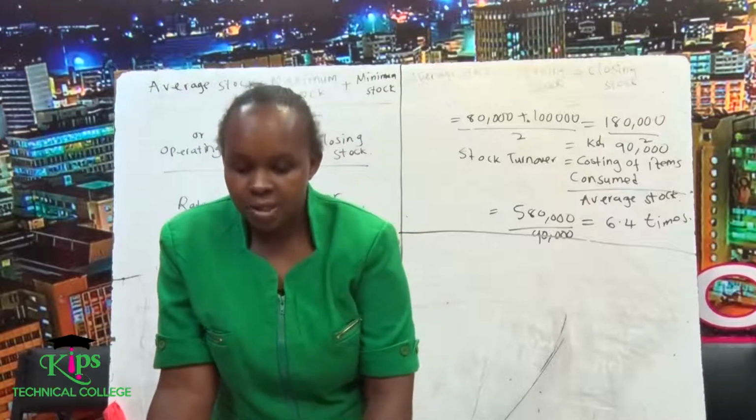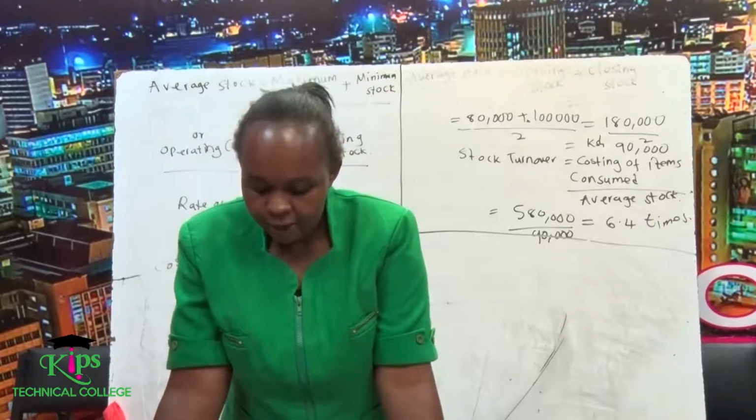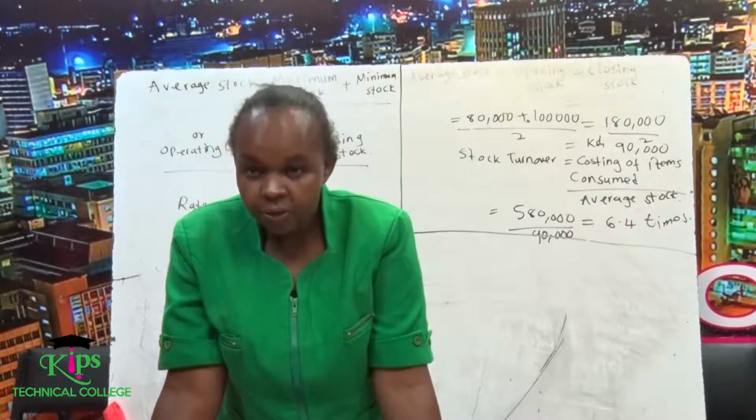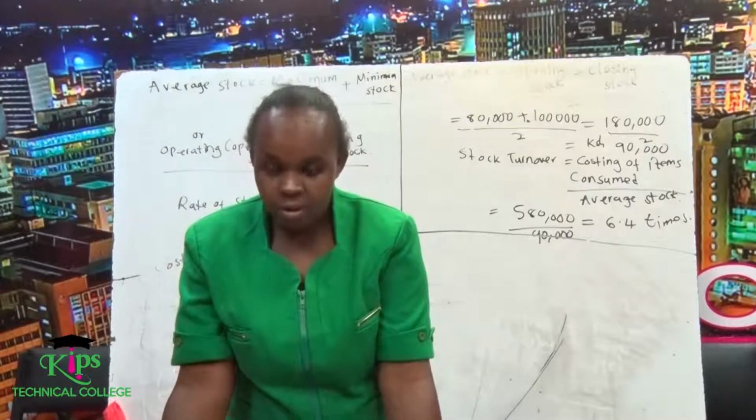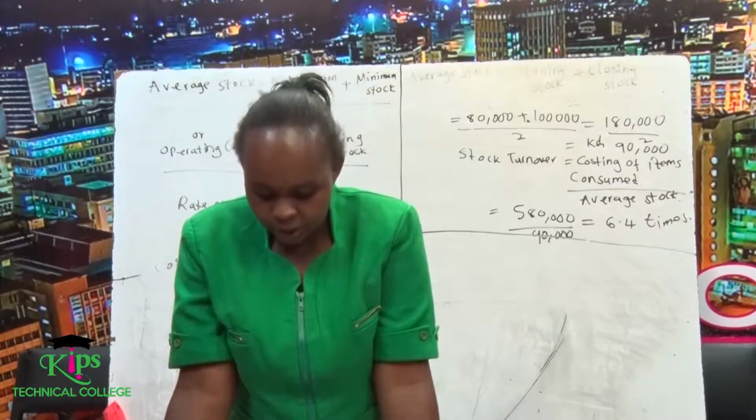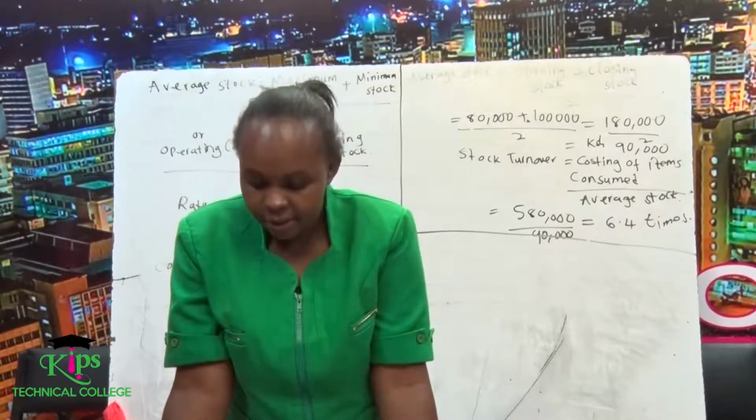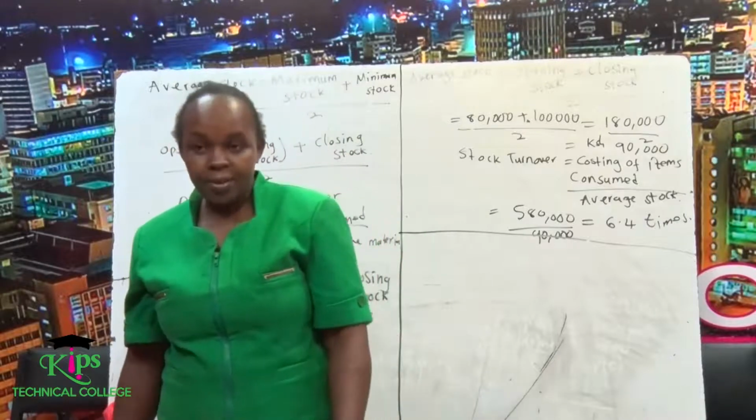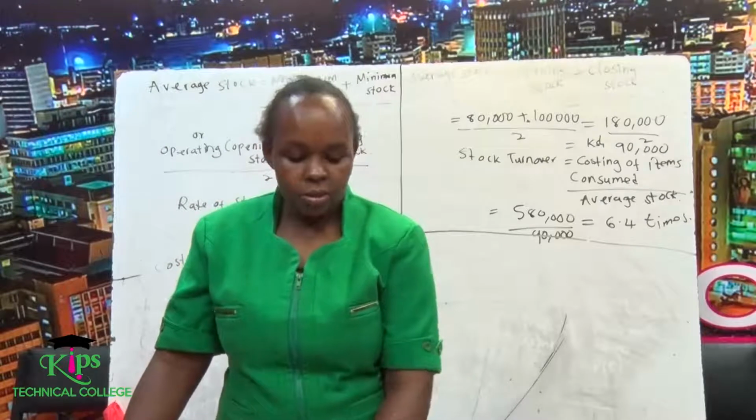Objectives of stock control. Why do we need to do stock control? Number 1, to ensure availability of goods when required. Number 2, to account for the goods which have been purchased. Number 3, to reduce storage costs as much as possible. Number 4, to minimize the risk of deterioration, wastage, and theft. Number 5, to maintain accurate records. Number 6, to avoid overstocking and understocking.